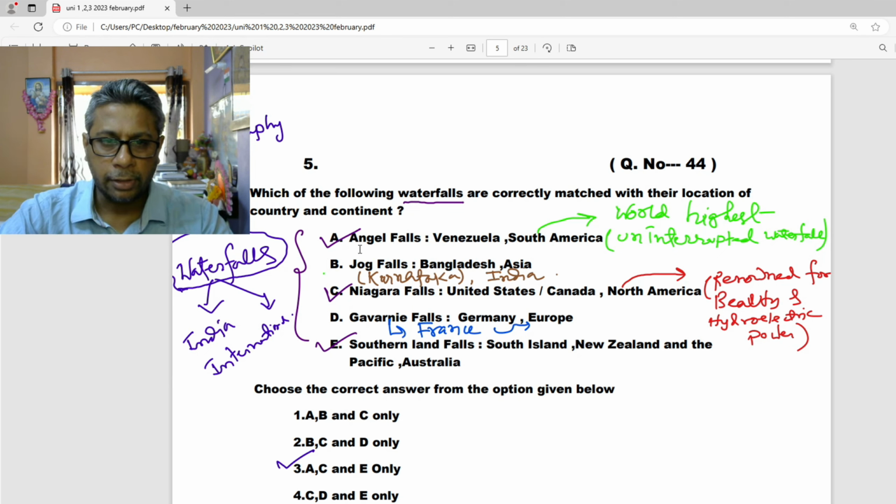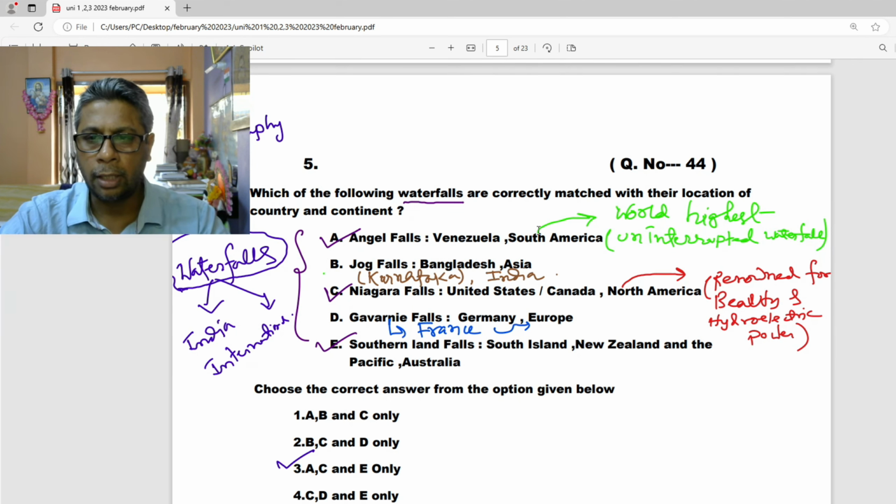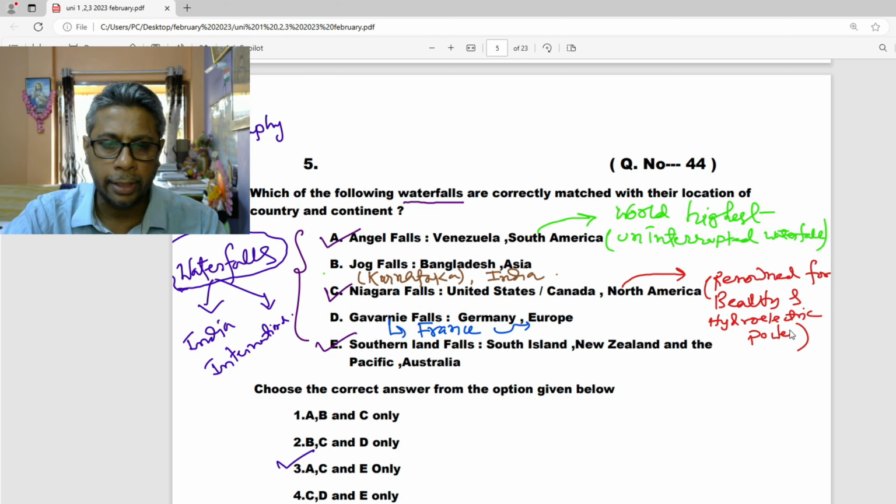Correctly matched: first, Angel Falls, Venezuela, South America, the world's highest uninterrupted waterfall. This is very important. Angel Falls is correct. Second correct, C, Niagara Falls, United States and Canada, North America, renowned for beauty and hydroelectric power.